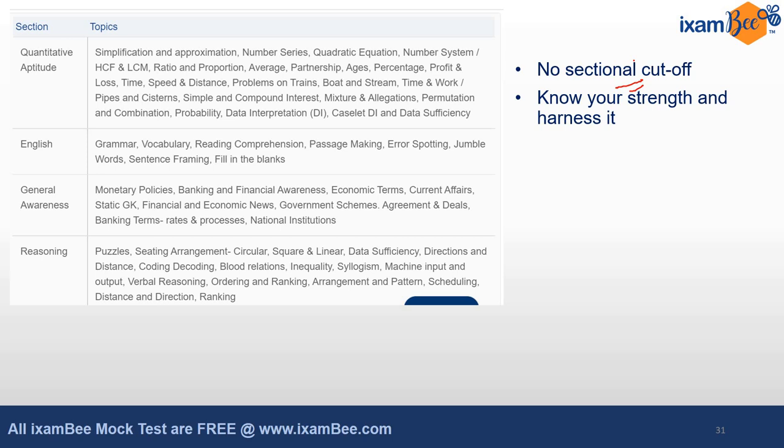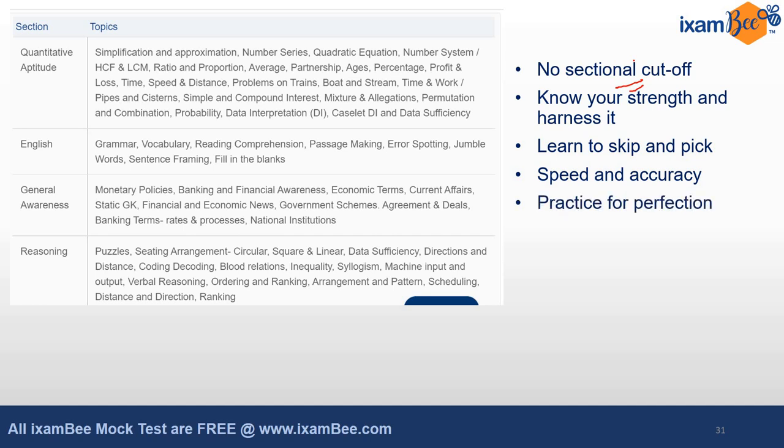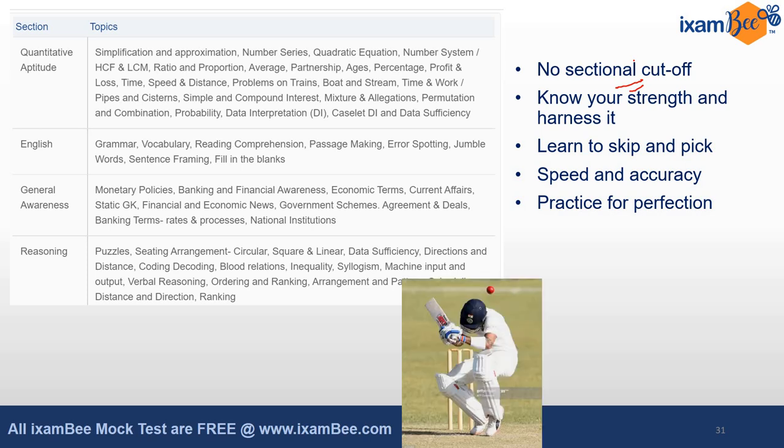Study more for those 6 topics. Those who are in phase 2 also, learn to skip and pick. Like a cricketer, you know which ball to play and which to skip. Your speed and accuracy matter here, and practice for perfection to score high. Skipping the difficult question is like a cricketer bending in front of a bouncer.